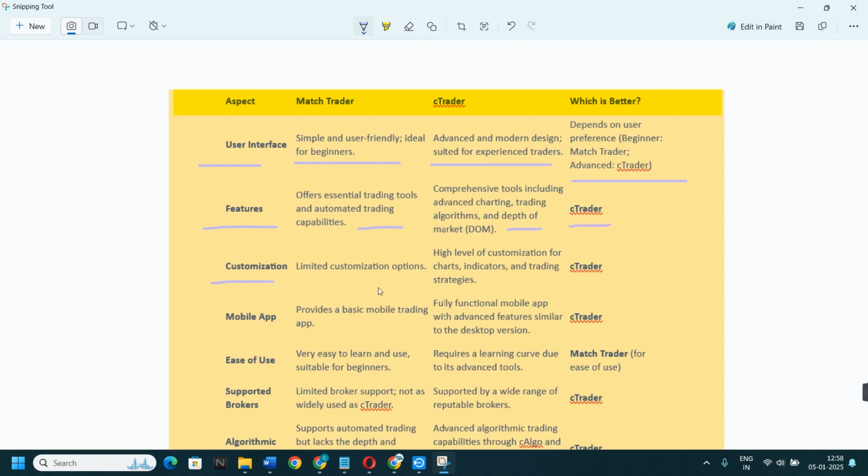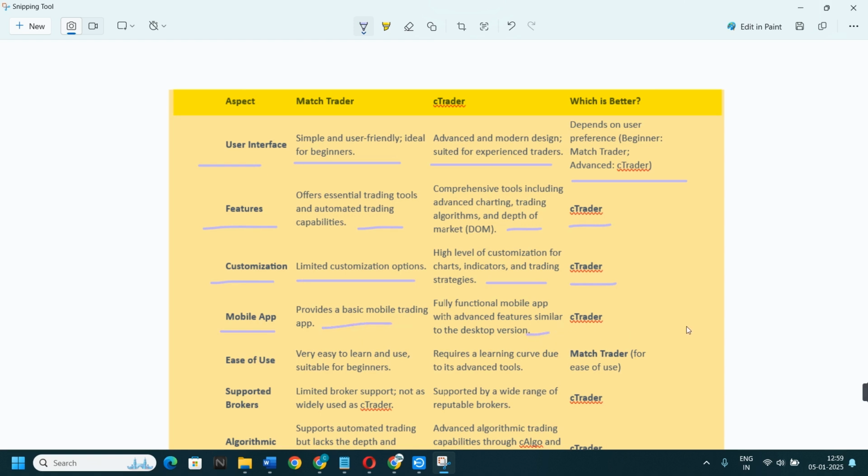Now let's look at the customization. cTrader provided limited customization options, and cTrader provided a high level of customization for charts, indicators, and trading strategies. So cTrader is better. Now let's look at the mobile app. cTrader provides a basic mobile trading app, and cTrader provides a fully functional mobile app with advanced features similar to the desktop version. So cTrader is better.